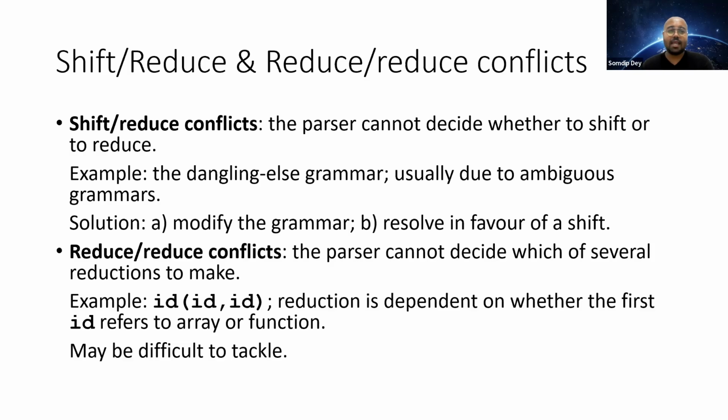So as we have noticed, we have shift-reduce conflict and reduce-reduce conflict. In general, an example of shift-reduce conflict can be the dangling else grammar, where you have multiple if-else and your parser is not able to understand which else to parse first, right? Whereas in reduce-reduce conflict, an example can be when you have a string like ID followed by left bracket ID comma ID right bracket. Here you are not sure whether this first ID is an array or a function, right? So in that scenario, reduce-reduce conflict will happen.